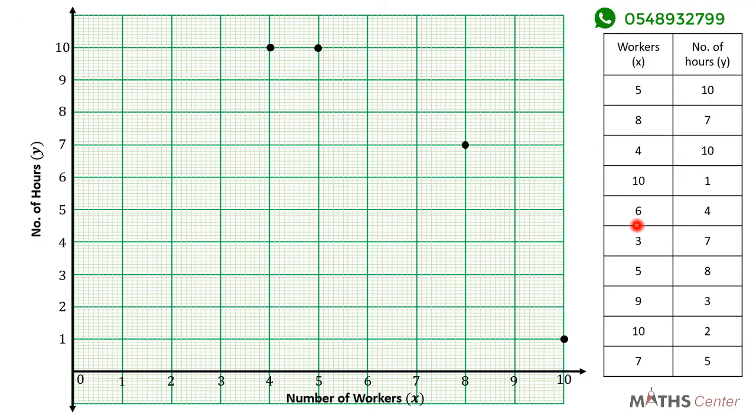That will be here. We have 6, 4. 6, 4 is here. We have 3, 7. 3, 7 is here. We have 5, 8. 5, 8 is here. We have 9, 3. 9, 3 is here. We have 10, 2. 10, 2 is here. And the last one is 7, 5. 7, 5 is here. This is the scatter diagram. Let's move on to the second part of the question.